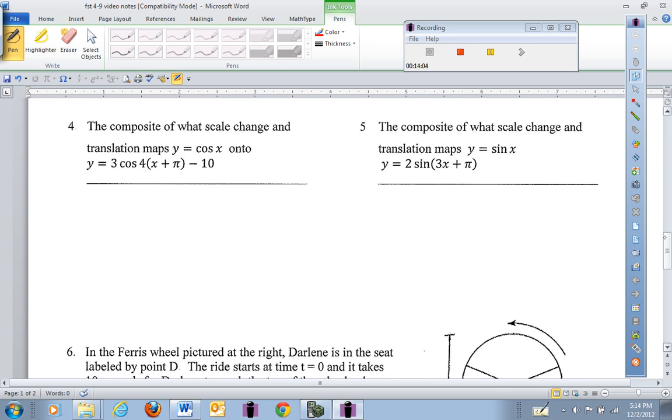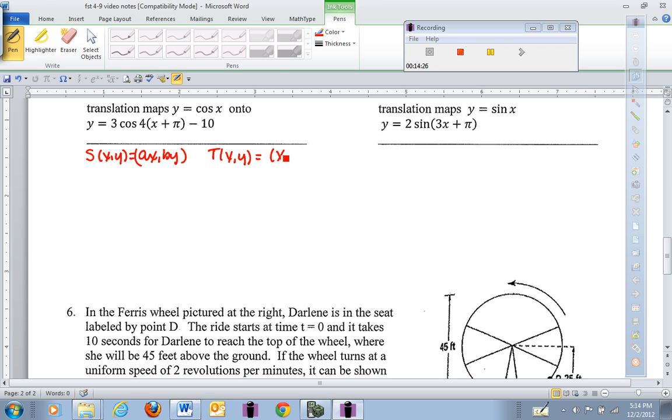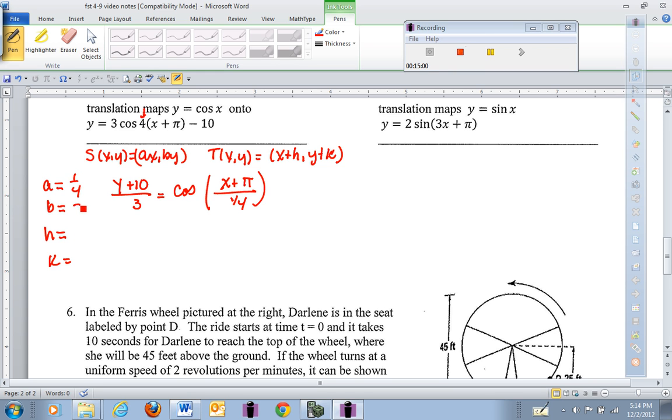All right, now they want to know what composite of what scale change and translation would map y equals cosine x onto this graph right here. All right, well, what they really want us to do is write out the scale change and the translation. So in order to do that, I need to know A, B, H, and K, don't I? A, B, H, and K. That's the key to everything today. A, B, H, and K. We're going to rewrite this by saying y plus 10 divided by 3 equals the cosine of x plus pi. And then multiplying by 4 is like dividing by 1/4, isn't it? So that means A is 1/4. b is 3, h is the opposite of pi, and k is -10.